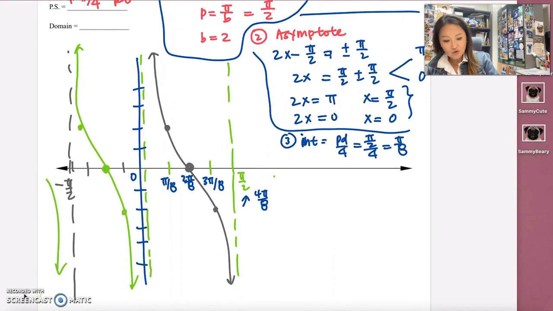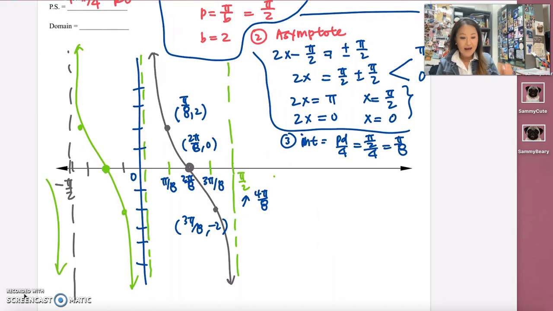Don't forget to label your coordinates: pi over 8 and 2. And this one is going to be 3 pi over 8 and -2. And this one is 2 pi over 8 and 0. And then your asymptotes, right? x equals 0 and x equals pi over 2.